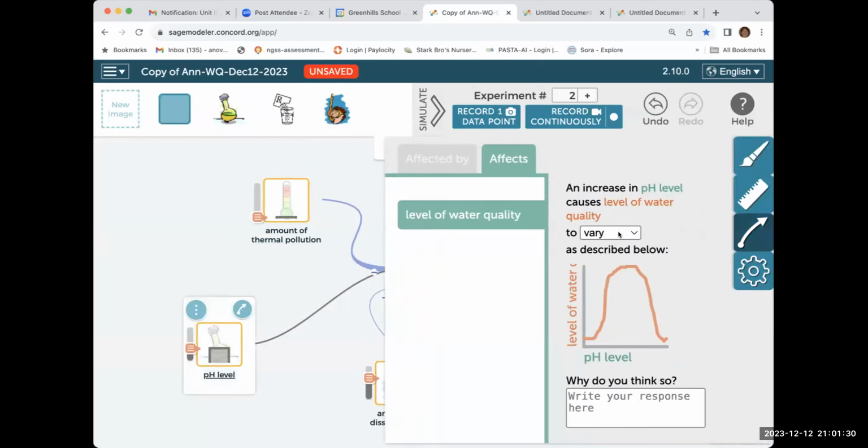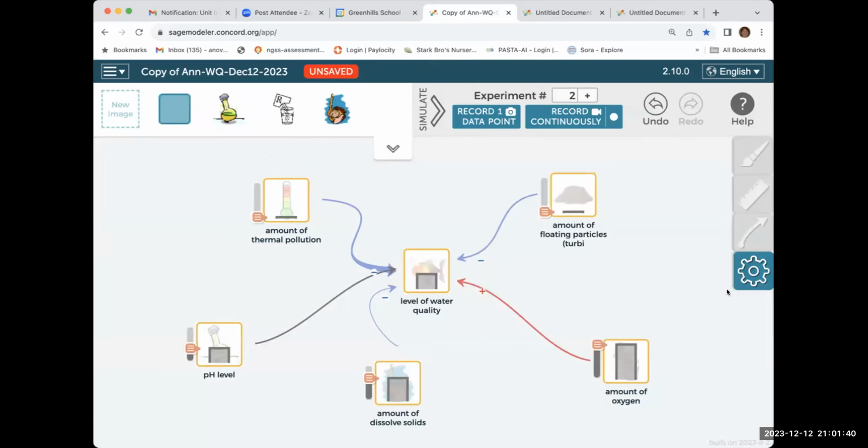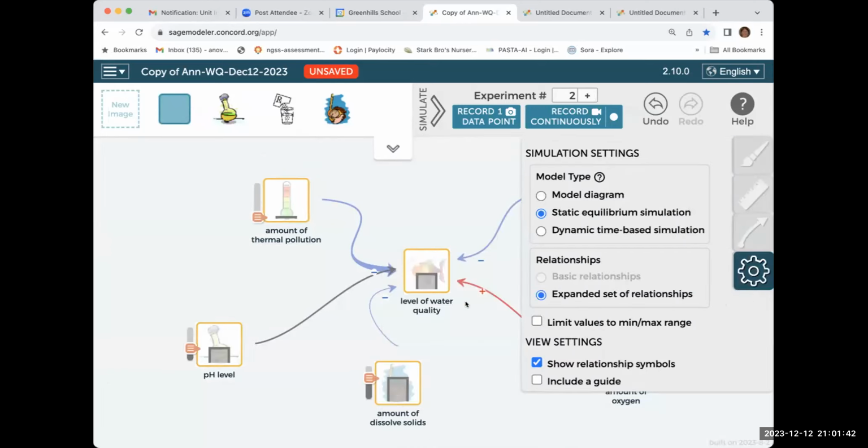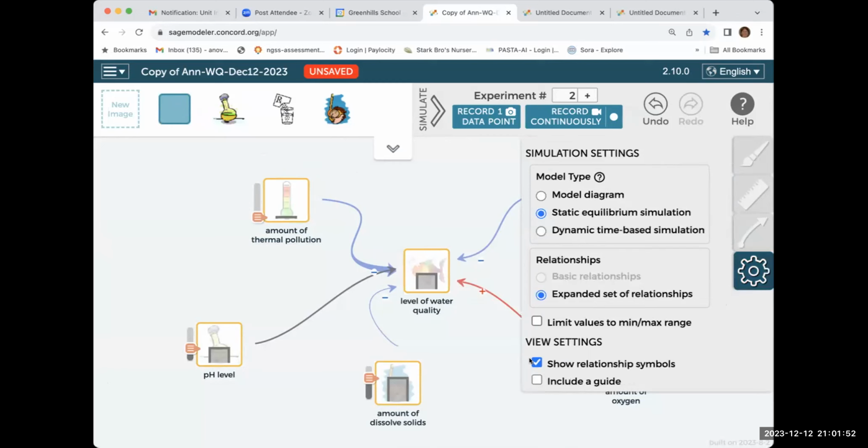So I put vary, and then I left it at 0 to 100, like we just did. So that's what you can draw this in. And then another thing that I told in one group and not the other is you see here that there's a plus and a minus, right? So oxygen is a positive relationship with water quality, and the other ones are negative. And you can get those by just clicking here, show relationship symbols.